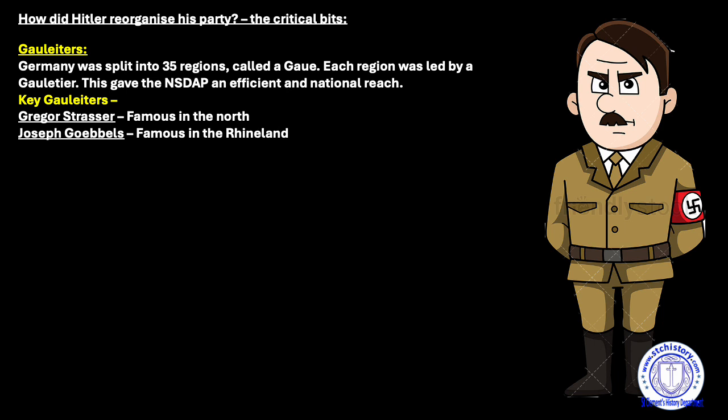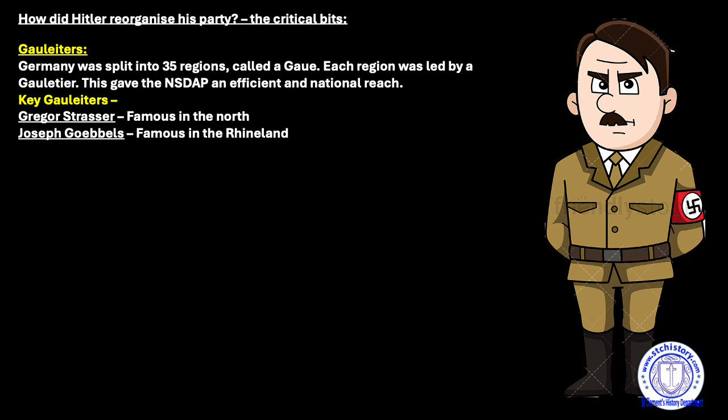They could just nip to the office of the local Gauleiter, ask the questions, and there's now a bit of reach that the party didn't have before the Munich Putsch. And some key Gauleiters are Gregor Strasser. Remember that he is killed in the Night of the Long Knives. He's very popular, probably a bit more popular than Hitler, if truth be known, but a bit left-wing.